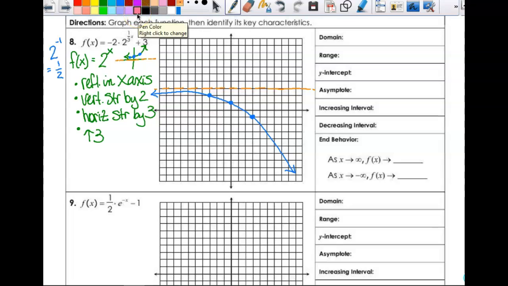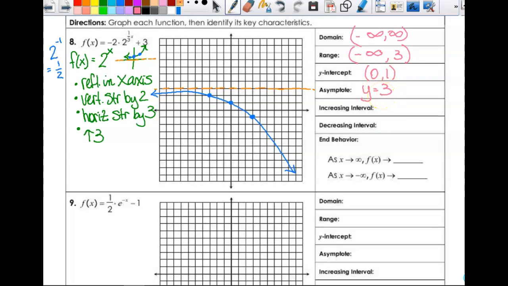The domain, it's -infinity to infinity, right? It's going to be that for all of them. The range changes, though. Good. -infinity to 3. I never include the infinities. Do I include 3? No, because I never actually make it there. My y-intercept is 0, 1. My asymptote, y equals 3.